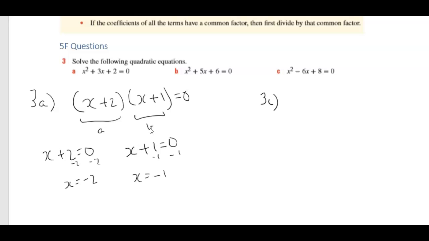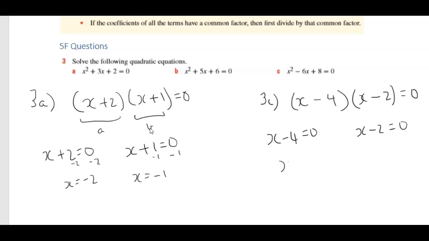So this time, two numbers when multiplied give you 8, and when added give you -6. So that's going to be -4 and -2. So we just separate the brackets now. x minus 4 is equal to 0, x minus 2 is equal to 0. So that means x is equal to 4 and x is equal to 2. Remember, they're the x-intercepts of your parabola.